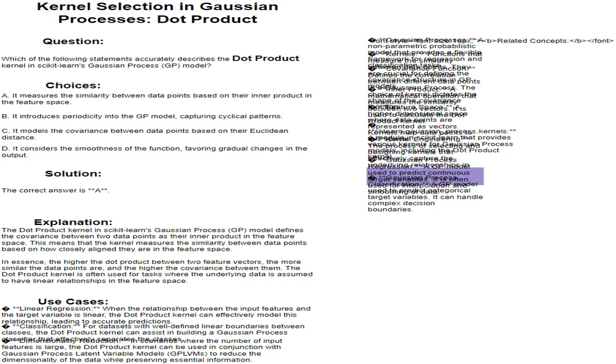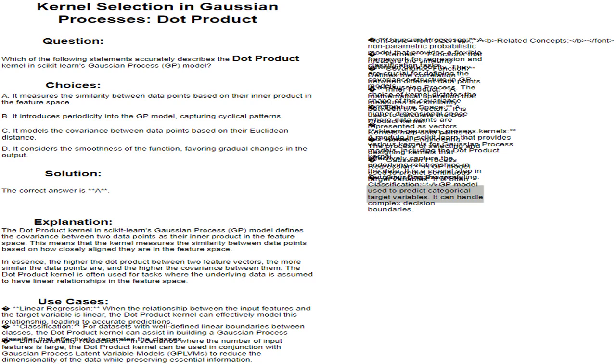Gaussian process regression. A GP model used to predict continuous target variables. It is often used for interpolation and smoothing of data. For example, using a GP regression model to forecast stock prices based on historical data.